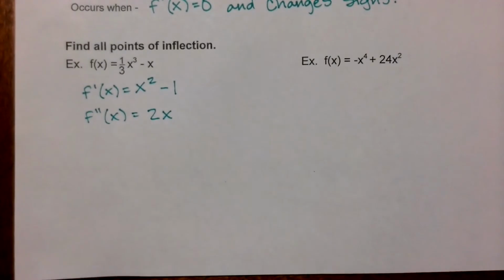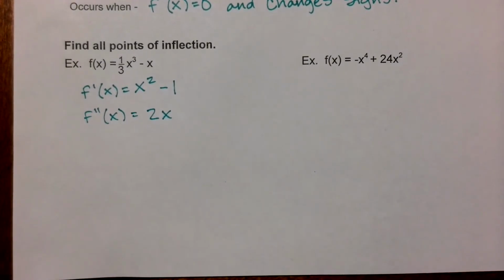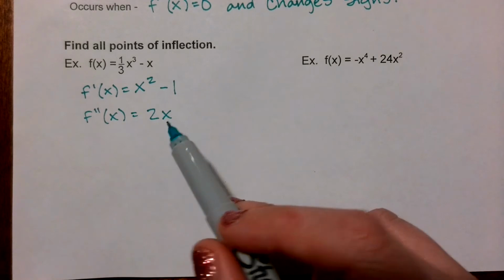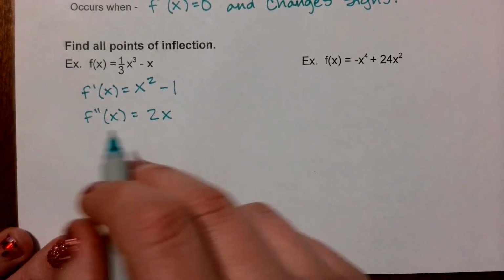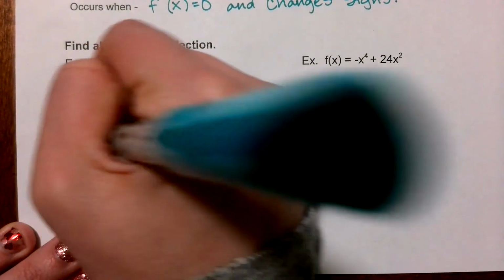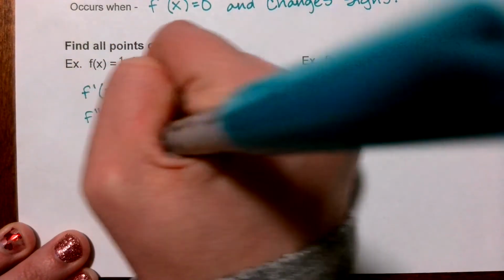And the nice part about talking about points of inflection and concavity, whenever we're going for an f double prime, for polynomials at least, our function is more simple. It's easier to solve. So now I'm saying that f double prime is equaling 0.